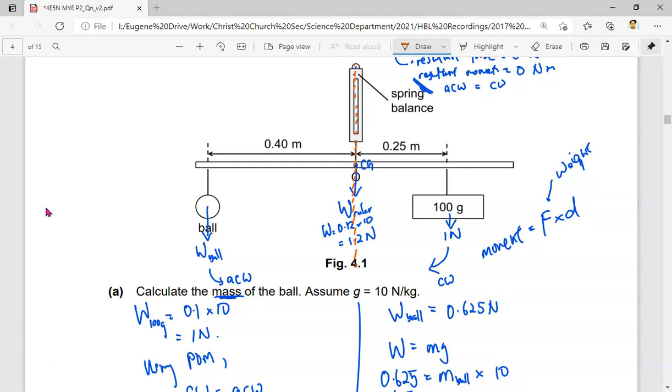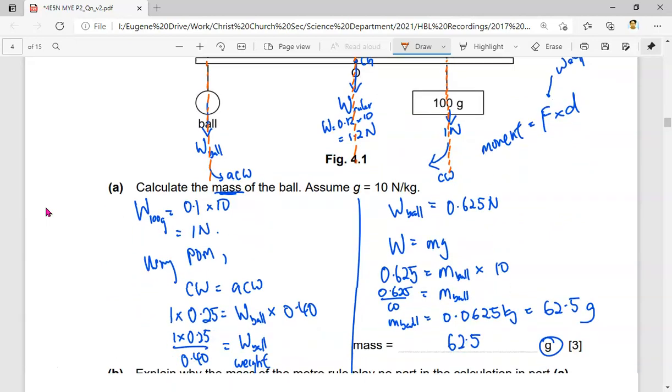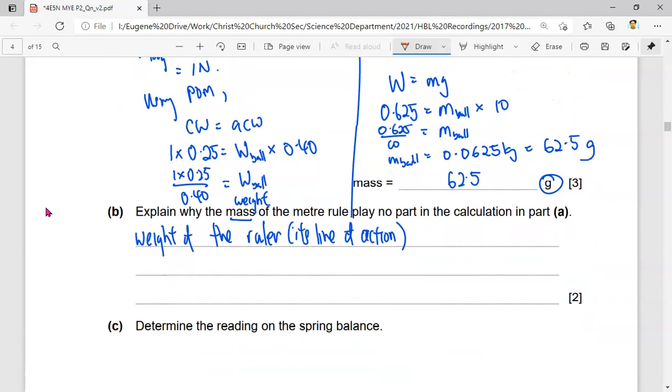For this 100 grams here, to give everyone an idea of what the line of action is, it will be along the force also. So every single force has this thing called the line of action. So as long as you draw the line of action, you'll know whether it will be able to cut through the pivot or not. So the weight of the ruler actually cuts through the pivot.